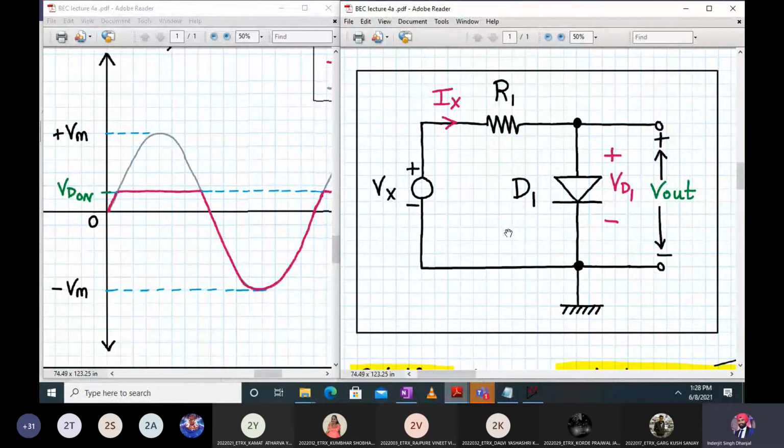The diode will turn on whenever Vx crosses the turn on voltage of the diode, which is VD on, which may be 0.7. So if my Vx voltage is slightly increasing with time, as soon as it reaches 0.7 volts, the diode turns on. Agree, everyone? Until my Vx voltage is less than 0.7 volts, the diode is off. Everyone clear about this?